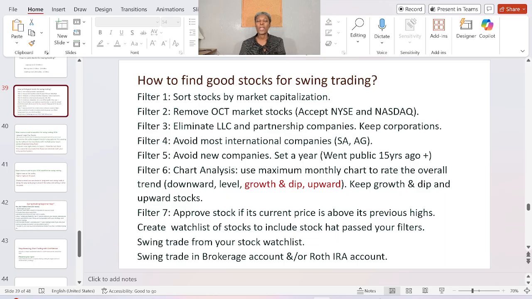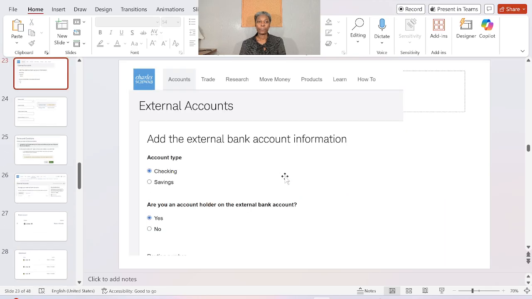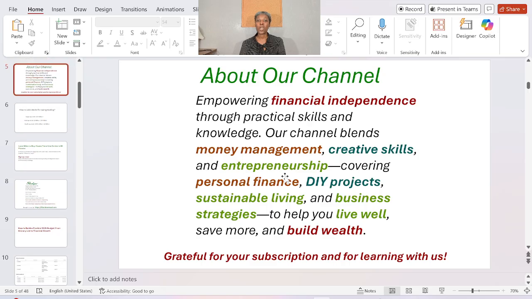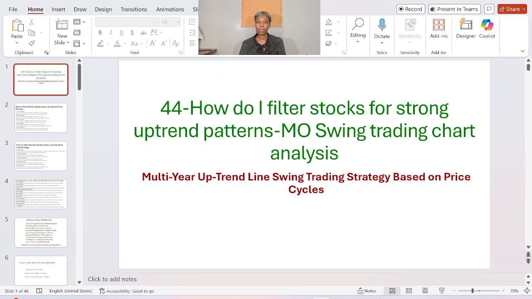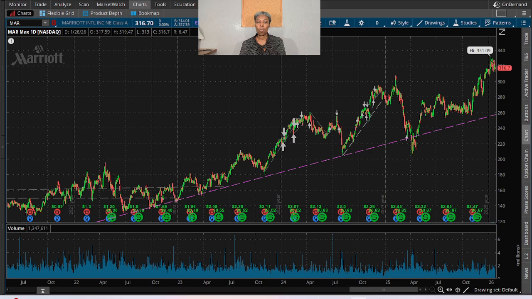And from that point, you'll start analyzing them until you find one that is well set for you to buy. You will buy based on the option and swing strategy that we used. That's how I filter stocks to find uptrend stocks that I have in my watch list.